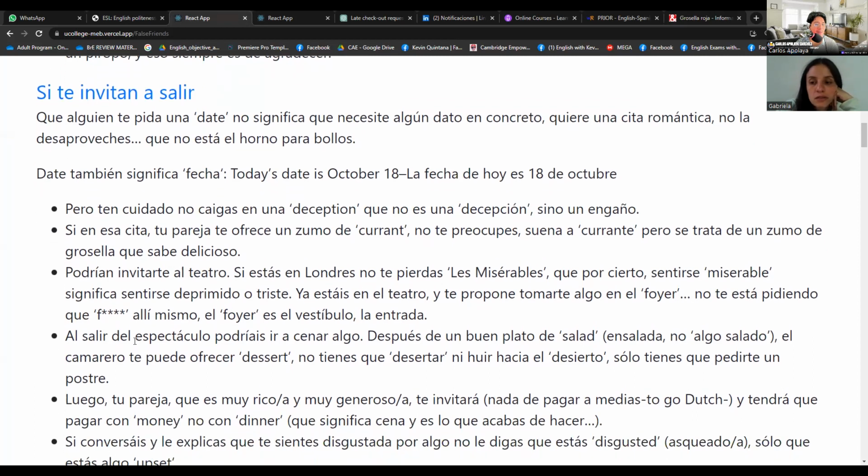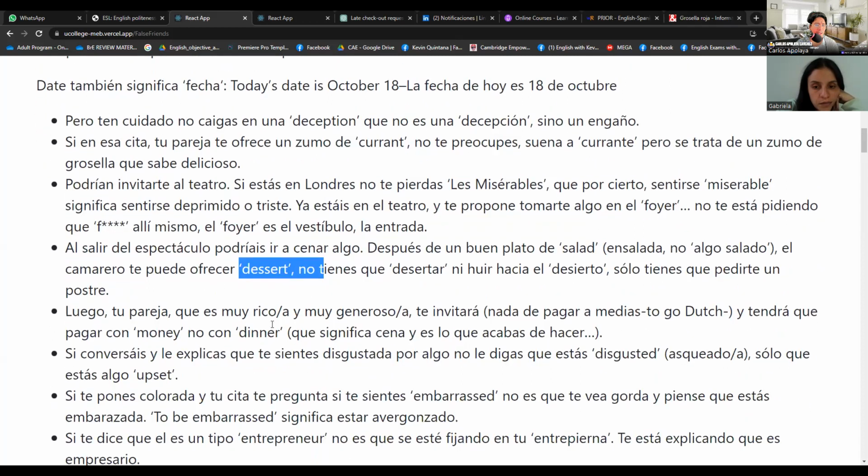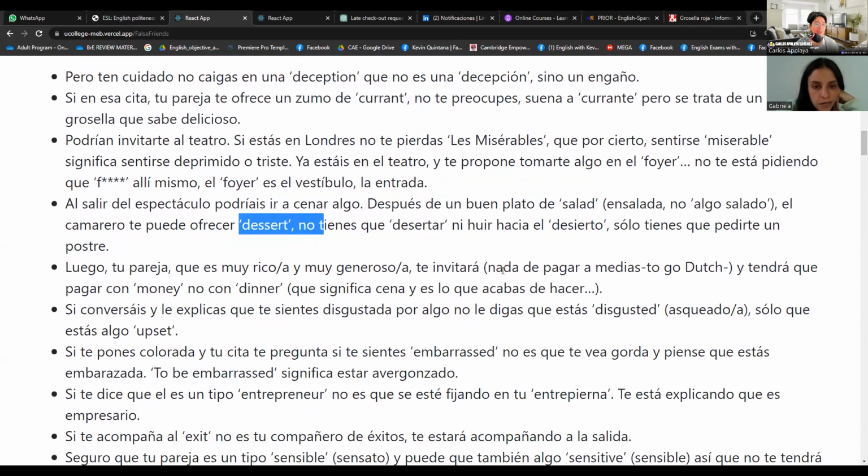Al salir del espectáculo podrías ir a cenar algo. Después de un buen plato de salad es ensalada, no es salado. El camarero te puede ofrecer un dessert, que no es desertar, sino es postre. Luego tu pareja es muy rico y generoso y te invitará. Nada de pagar a medias, to go Dutch. Y tendrá que pagar con money, no con dinner. Recuerda que money es dinero y dinner es cena.